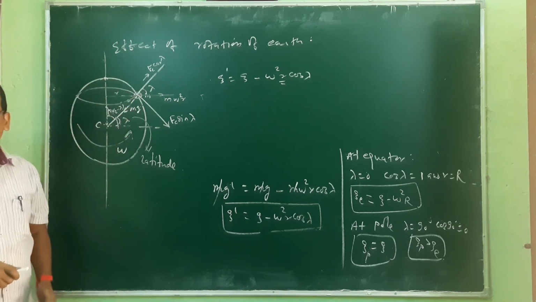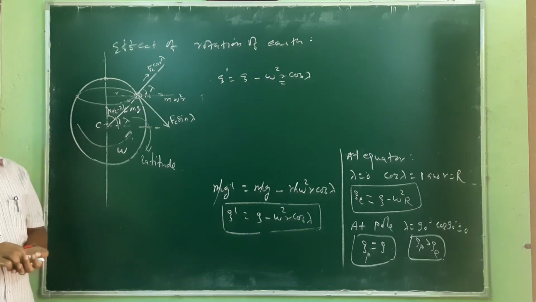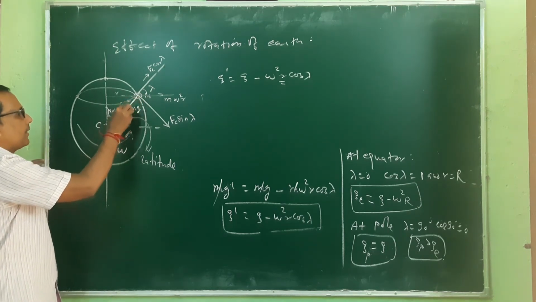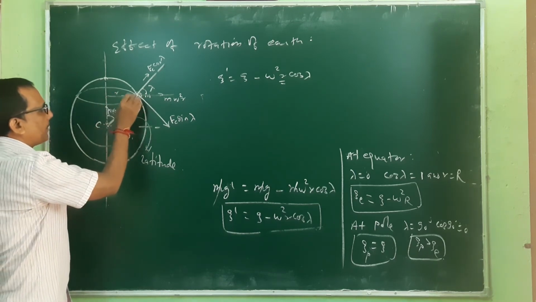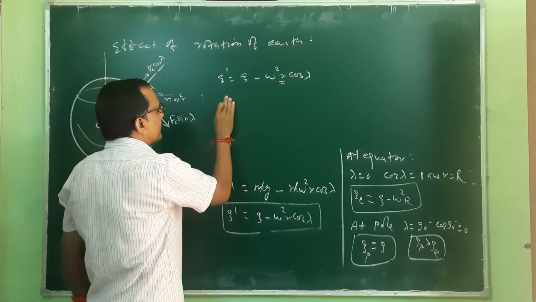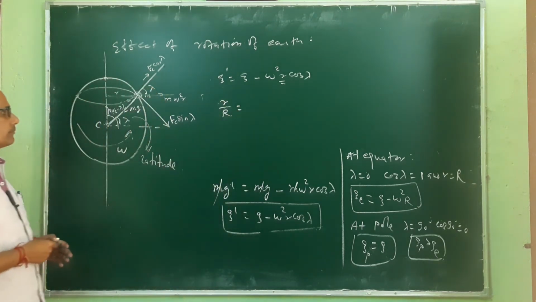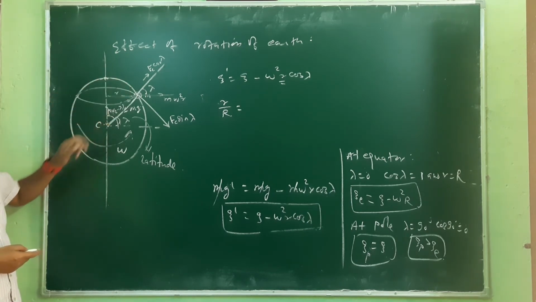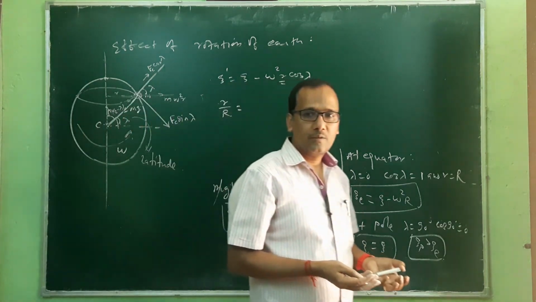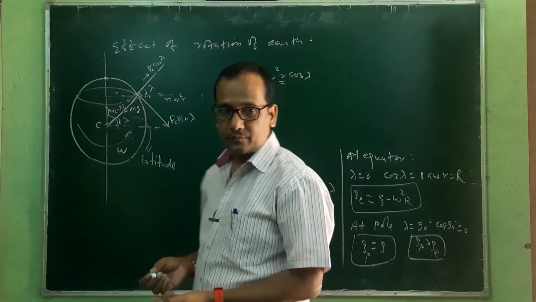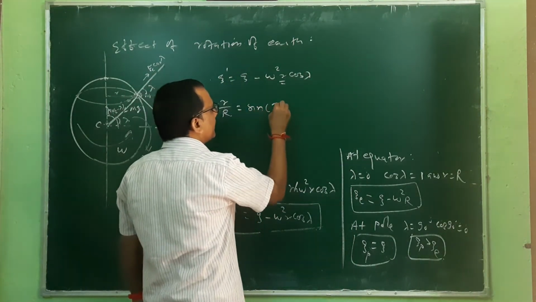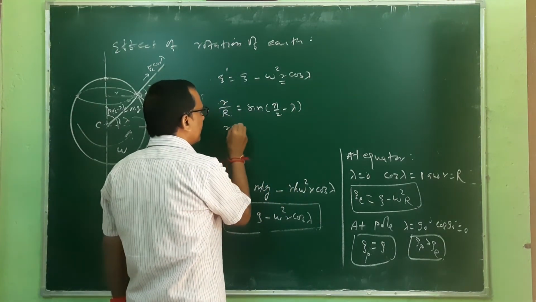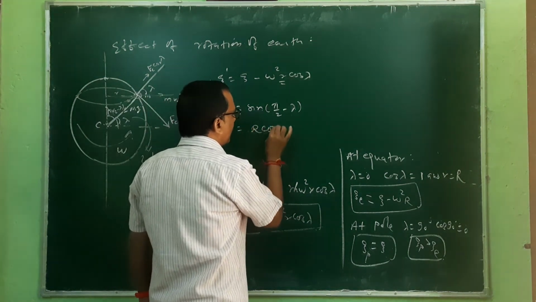What can we write for this? 90 minus lambda. This is capital R, and this is perpendicular to this R. So small r by capital R is equivalent to sine of pi by 2 minus lambda, and sine of pi by 2 minus lambda is equivalent to cos lambda. So r is R cos lambda.